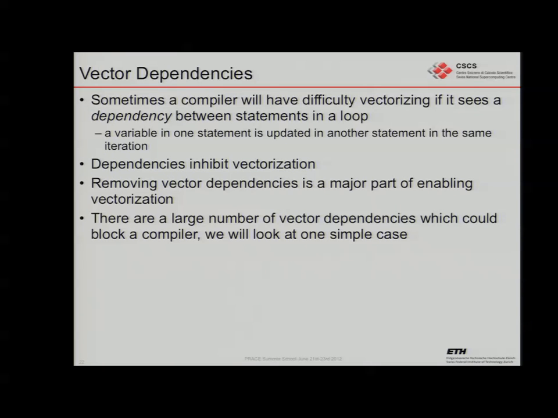So we've seen these things mentioned already, dependencies, and sometimes a compiler can have difficulty vectorizing if it sees a dependency between some statements in a loop. These dependencies inhibit vectorization, as you've already seen, but it's the major job that you're going to have if you're using C or Fortran or C++ in a standard way and just hoping that the compiler can vectorize for you, because it will just start spitting out dependencies all the time for you to deal with. You may get help with the -guide option, but you may not.